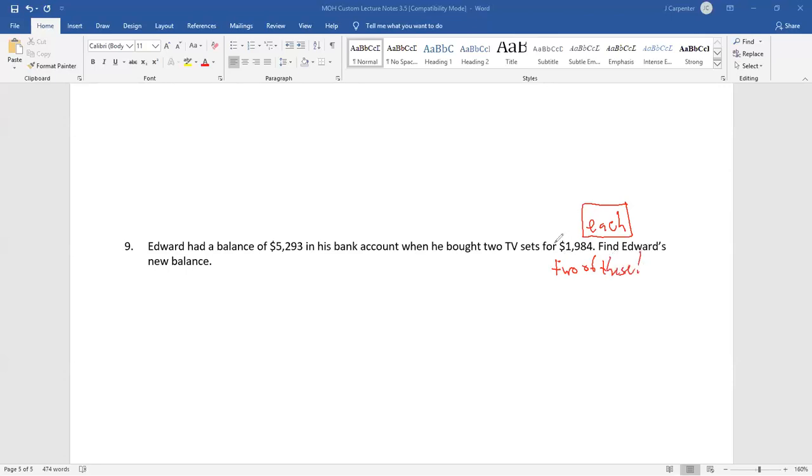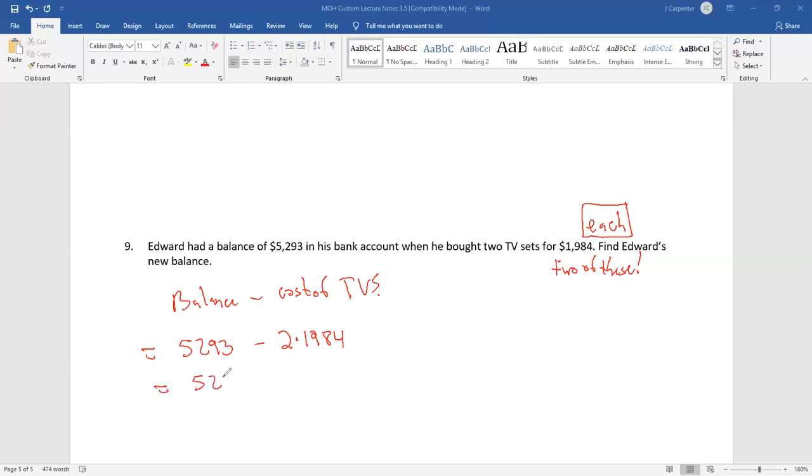So we're going to subtract however much we pay in TVs from our original balance. So we take the balance minus the cost of the TVs. But it's not just 1 TV, it's 2. And our balance was $5,293. And then the cost of the TVs, well, that's 2 times 1984. Now you could subtract 1984 twice, that would work as well. But I wanted this to be a multiplication problem. So the 2 times 1984 is going to be 3968.